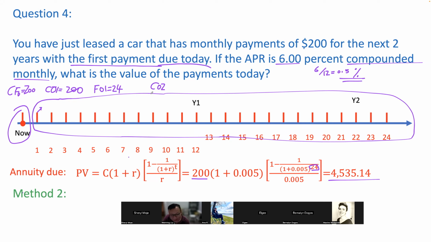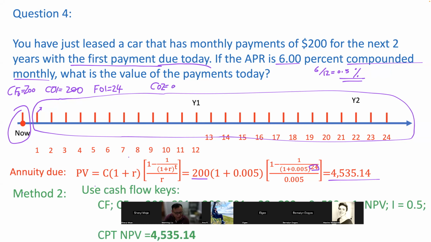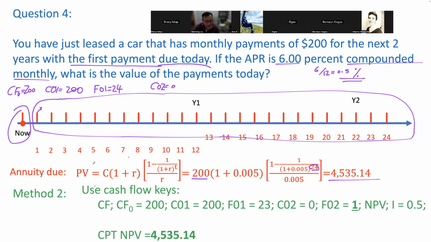Do we care? We don't have a second stream, right? So C02, everything we don't know. We don't even need to enter anything here, right? So when you use method 2, make sure that you enter 23. Sorry, my bad. CF1 here, this is really important. Sorry, my bad. Here C01 should be 23.